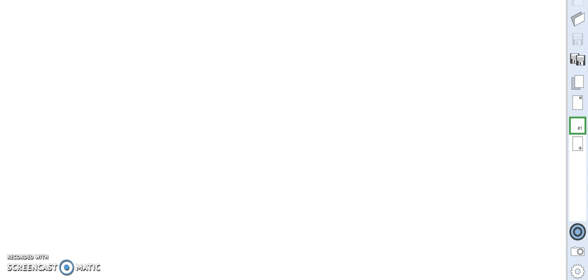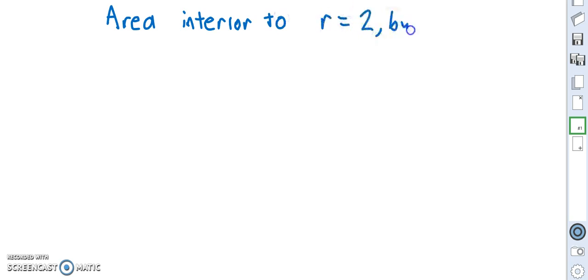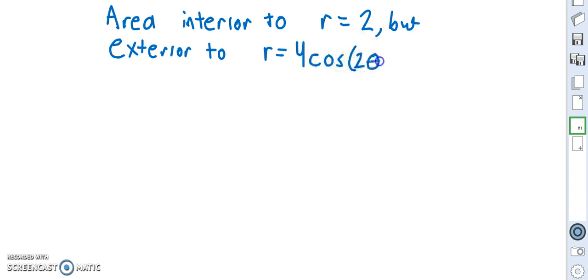I'm going to do the area interior to r equals 2, the exterior to r equals, let's do 4 cosine of 2 theta.